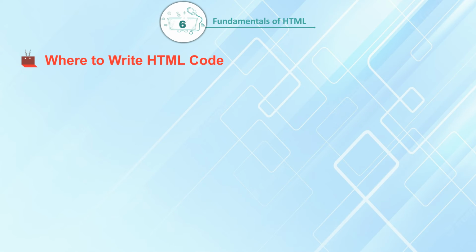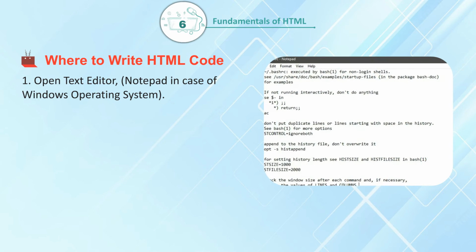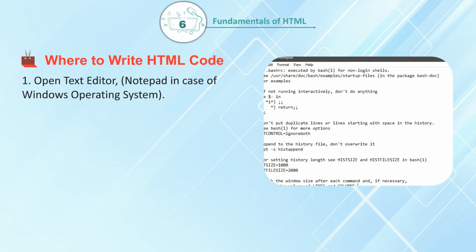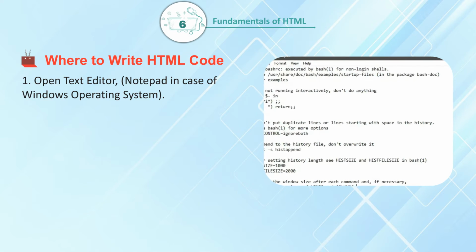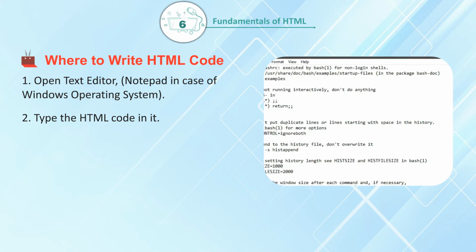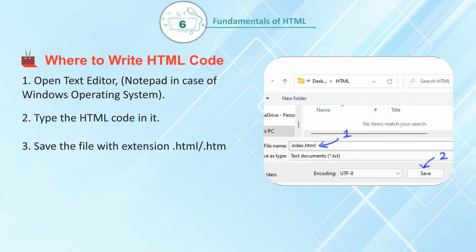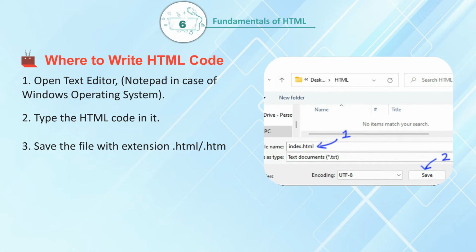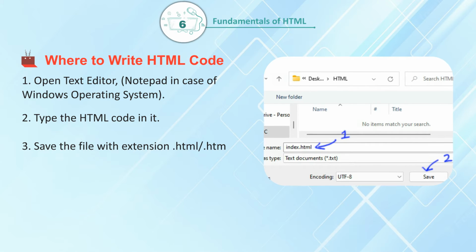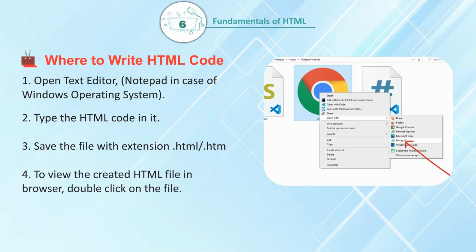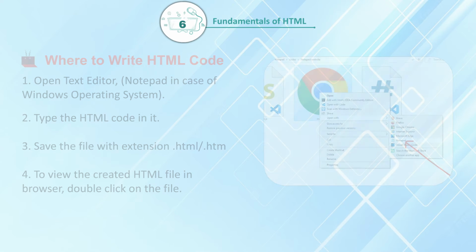Where to write HTML code? Open a text editor, Notepad in case of Windows operating system. Type the HTML code in it. Save the file with extension .html or .htm. To view the created HTML file in the browser, double-click on the file.